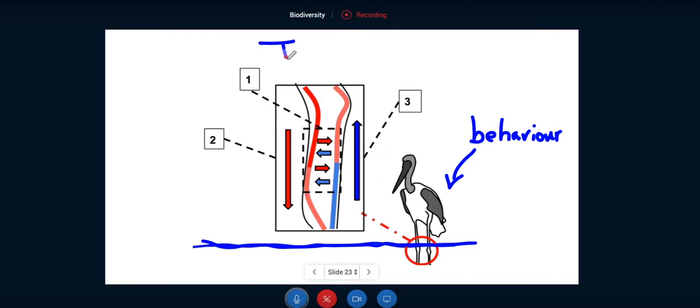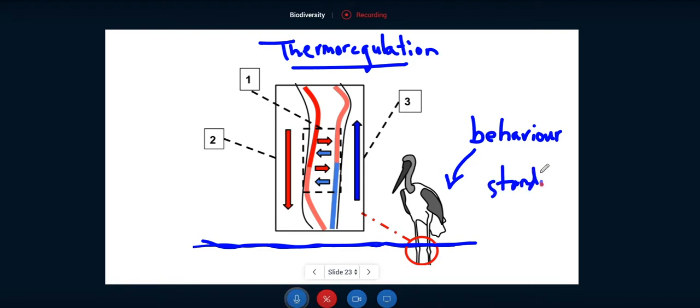Remember, we're talking about thermoregulation. That's the goal. It makes the animal more successful in its settings. So thermal regulation, it's using the behavior of standing in water to cool down, right?